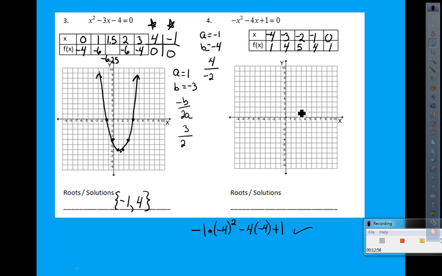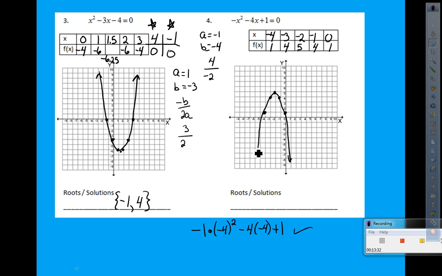So here go these graphs. I got (-4, 1). Looks like right there. I've got (-3, 4). I got (-2, 5). I got (-1, 4). And I got (0, 1). Okay, that's not bad. But watch what happens when I graph this.